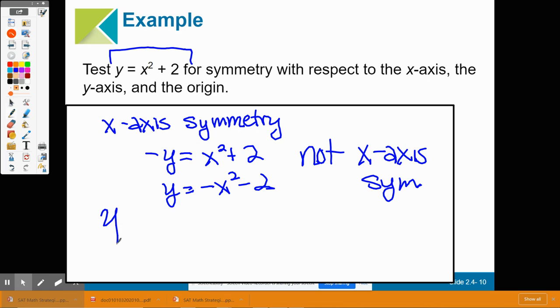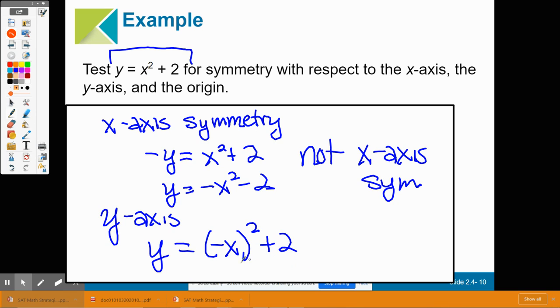Okay, let's try y-axis symmetry. Y-axis symmetry tells you to plug in negative x for x. Clean that up. What is negative x times negative x? That's x squared plus 2. Is that what I started with? Yes, that is y-axis symmetric.